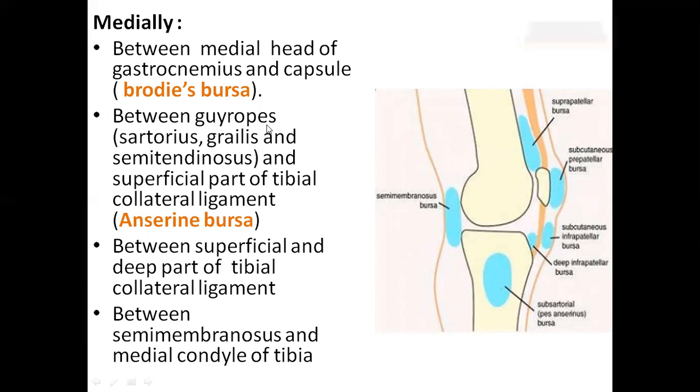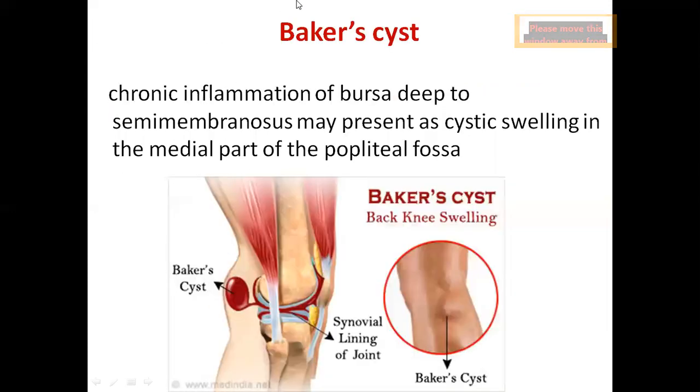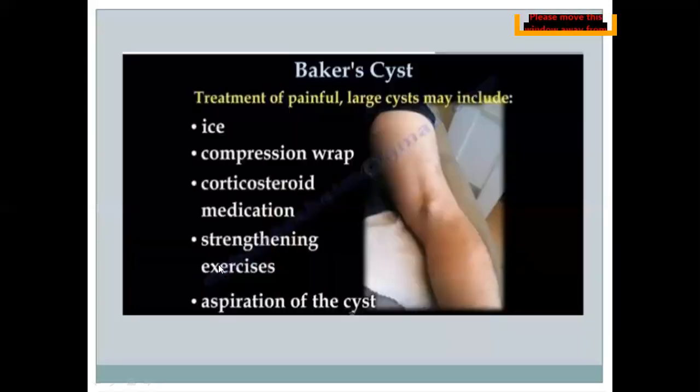Between the pes anserinus muscles: if you remember, on the upper aspect of the medial surface of the tibia we have three muscles, sartorius, gracilis, and semitendinosus, which are together called the pes anserinus. In between these three muscles we have a bursa called the anserine bursa. Between the superficial and deep parts of the tibial collateral ligament we also have a bursa. Between semimembranosus and the medial condyle of tibia we also have a bursa. There is one more condition called Baker's cyst. It is chronic inflammation of the bursa deep to semimembranosus. It may present as a cystic swelling in the medial part of the popliteal fossa.